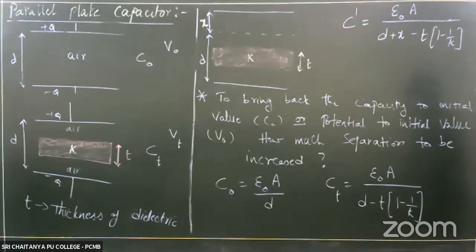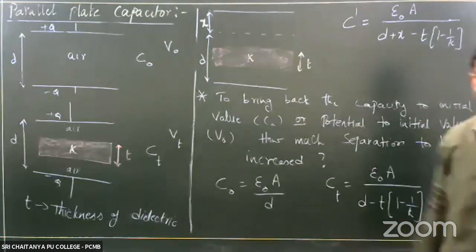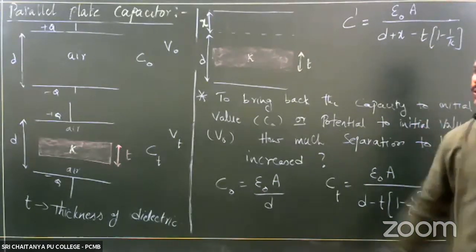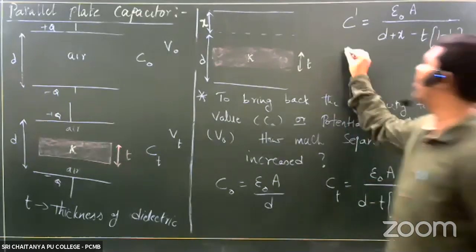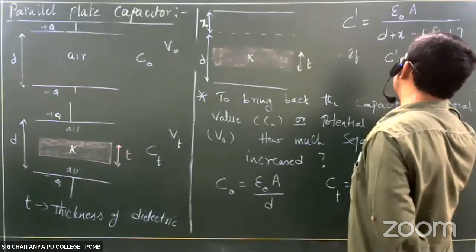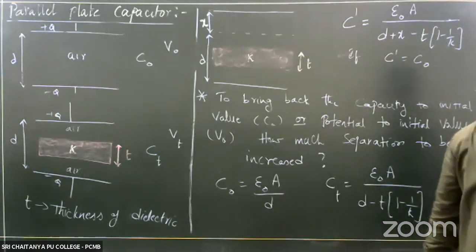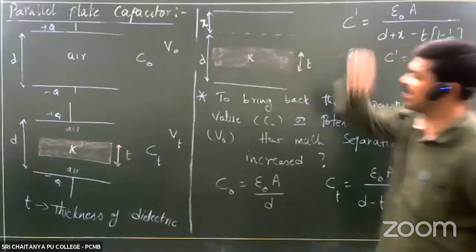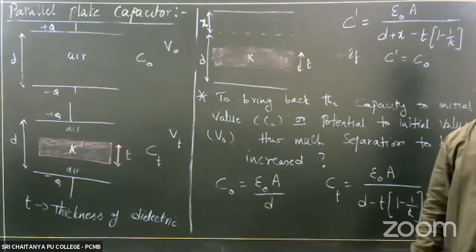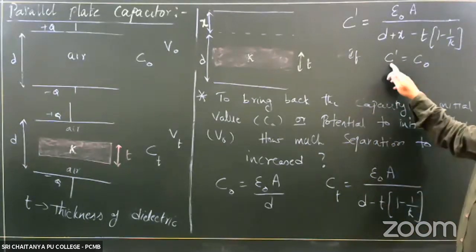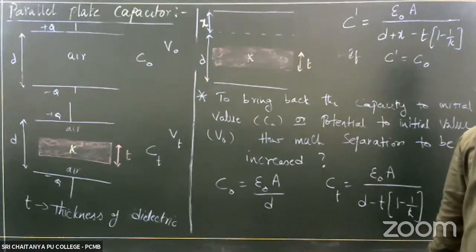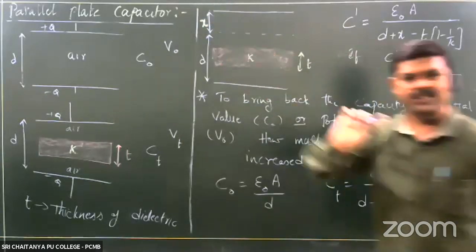What is the condition? We increased this separation to bring the capacity back to its original value. If C dash is equal to C naught. Whenever we increase this separation, the capacity value goes on decreasing. Up to what extent? Again it reached its original value, C naught. What is this x? That is the question.